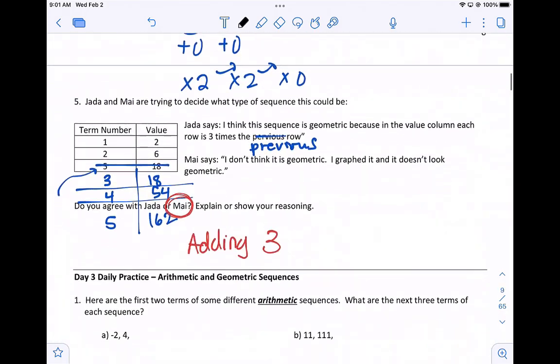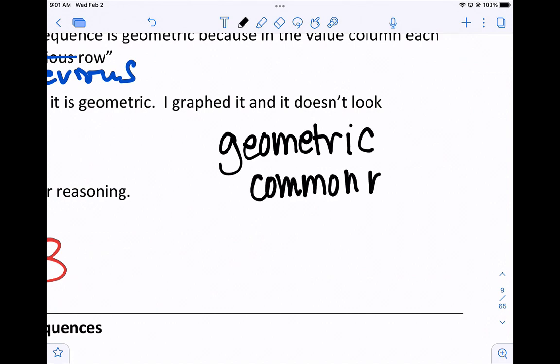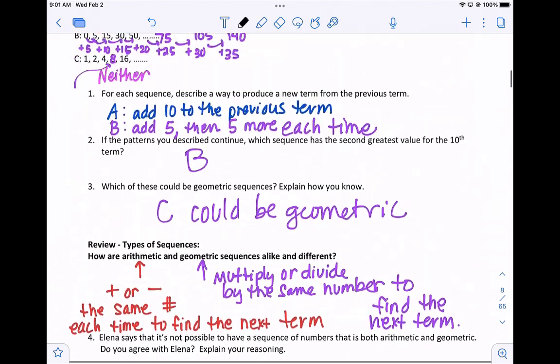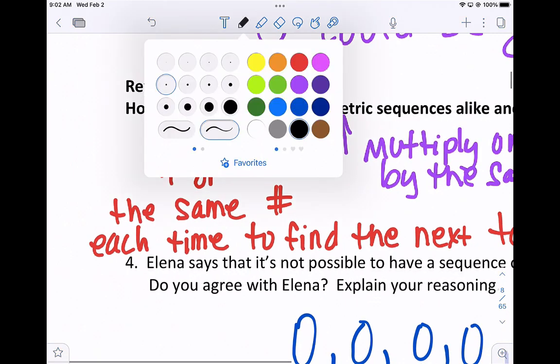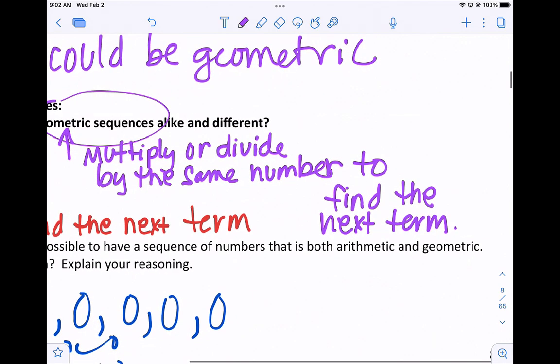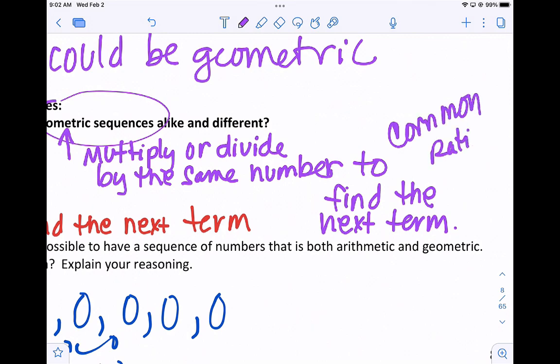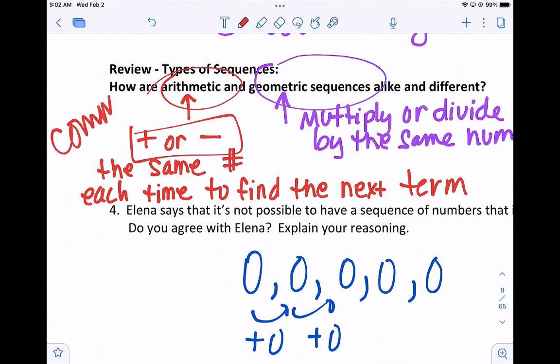Okay, so the main idea, and I didn't have a summary spot, so I'm going to put a summary here. If it's geometric, you have a common ratio. This is what you multiply by. Arithmetic versus geometric, right here. If it's geometric, what you multiply or divide by to find the next term, that's called a common ratio. And if it's arithmetic, the number that you add or subtract by every time, that's called a common difference.